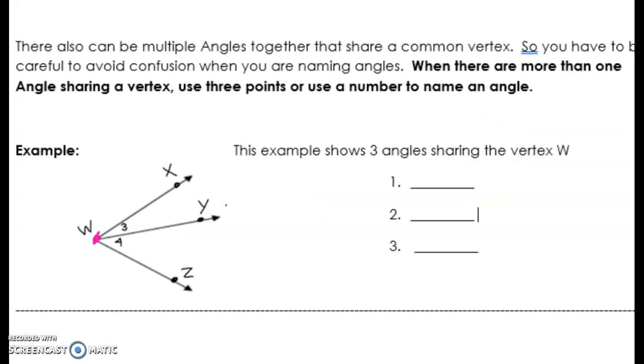All right, there can also be multiple angles together that share a common vertex. So you have to be really careful when you're looking at the diagram and naming angles that you're very precise in your labeling. All of those angles in the diagram are sharing the vertex of W. If you're looking specifically at this angle right here, the best and shortest way to label angles is by a number. So this one is angle 3.